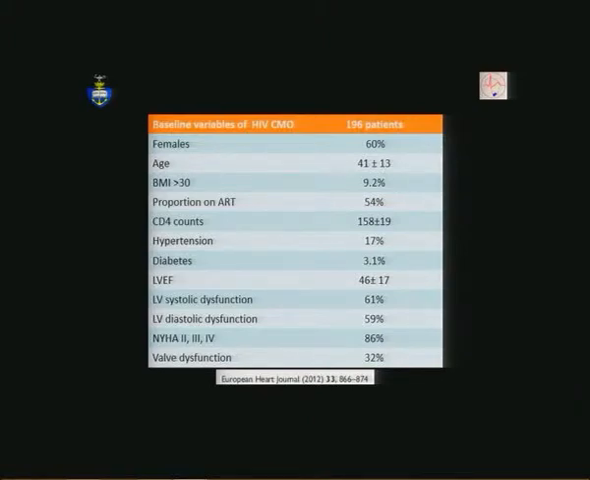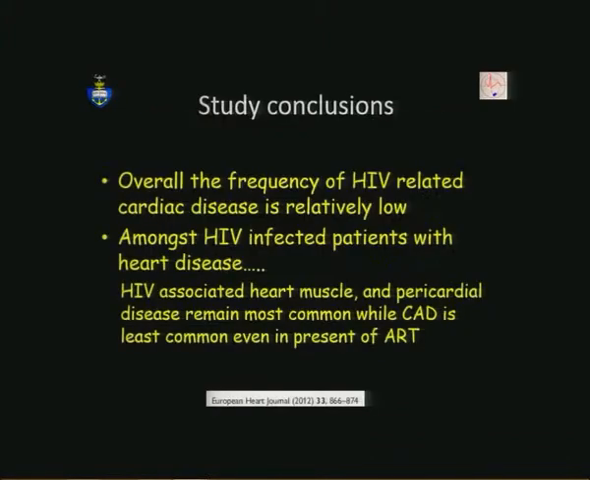I guess the important point to make is that HIV cardiomyopathy was by far the dominant disease. The demographic profile of these patients, the age was 41, it was predominantly female. Proportion of ART, I've already alluded to, is about 54%. It's important to note that the CD4 counts, which is a measure of immune competence in these patients, was 158. Below 200, patients start to get a lot of opportunistic illnesses that may affect the heart. And systolic dysfunction, as measured by an ejection fraction below 40%, was present in 61%, with diastolic dysfunction also being quite common. Many of the patients were quite symptomatic at the time of presentation.